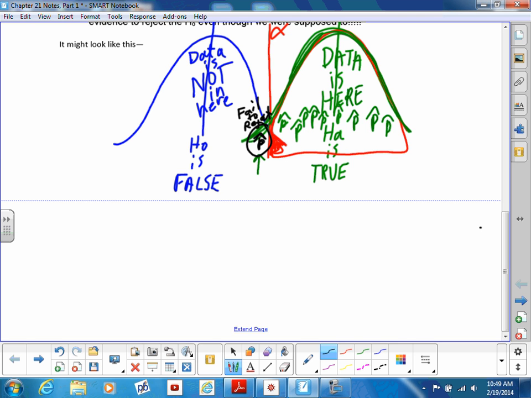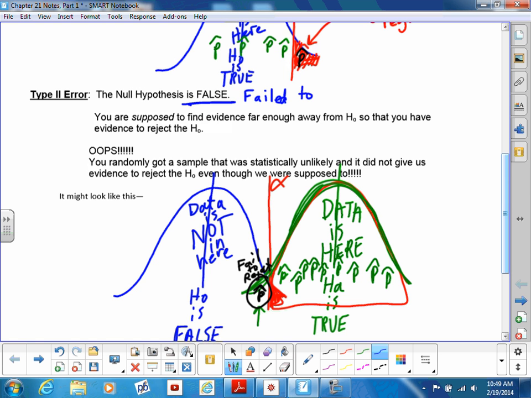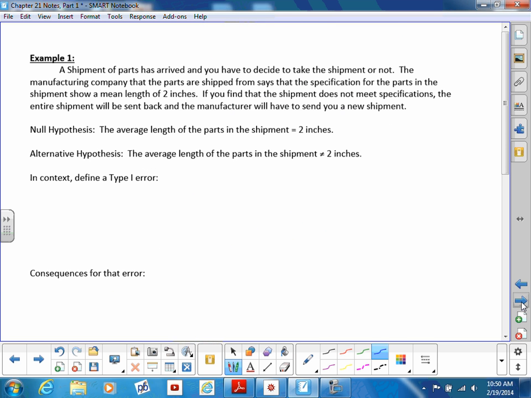So, in summary, the null hypothesis is false, but you got a weird sample that you then failed to reject the null. Okay? It's false, but you failed to reject the null. That's type 2. Okay. So the consequences of those things affect different people. So let's actually look at this in context. So here we go.